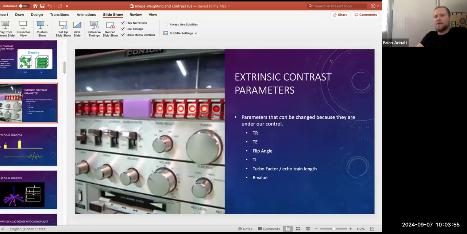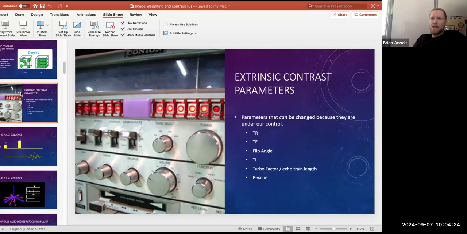Extrinsic contrast parameters, these are parameters that you change as the MRI technologist. In fact, you will change them quite a bit, depending on what you're trying to do. Parameters that can be changed are under our control. They are TR, TE, flip angle, TI, turbo factor, echo train length, and B value. We will not talk about the last 3. Today, we're going to focus purely on TR, TE, and flip angle. Those other ones we'll talk more about in physics too.